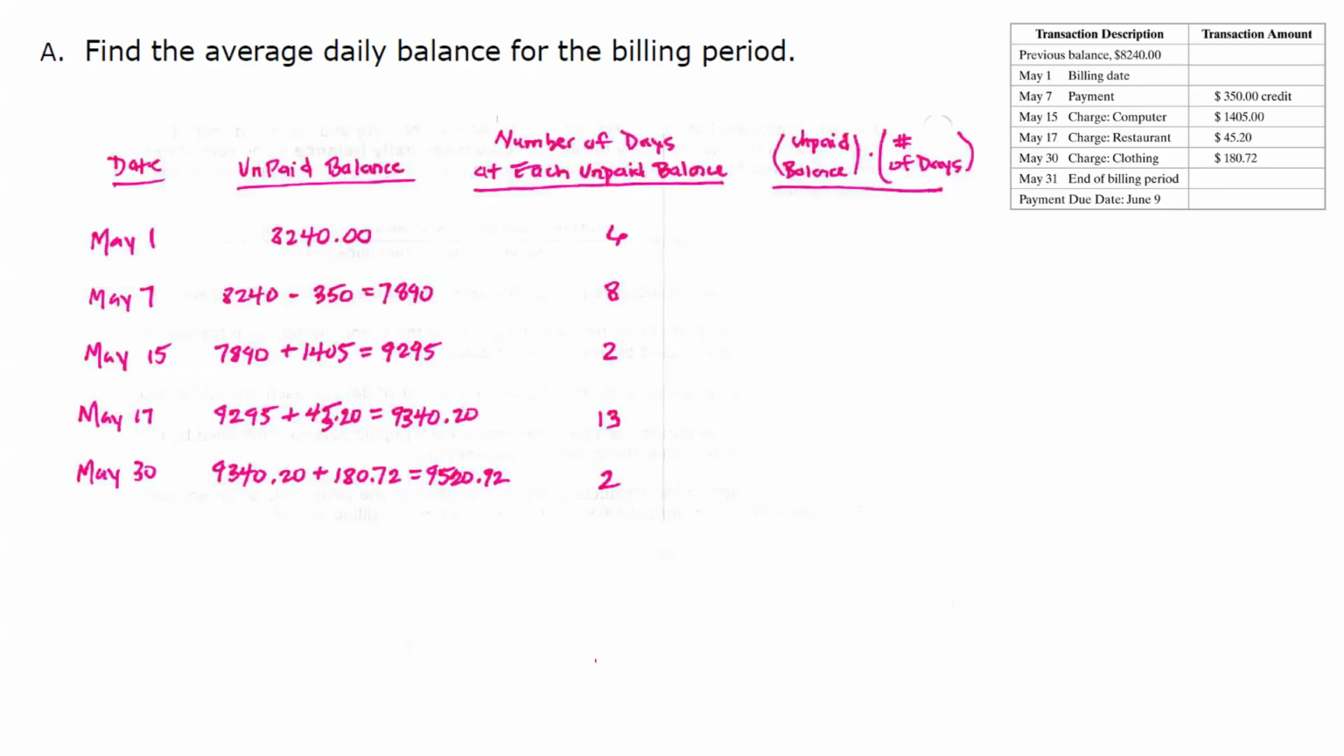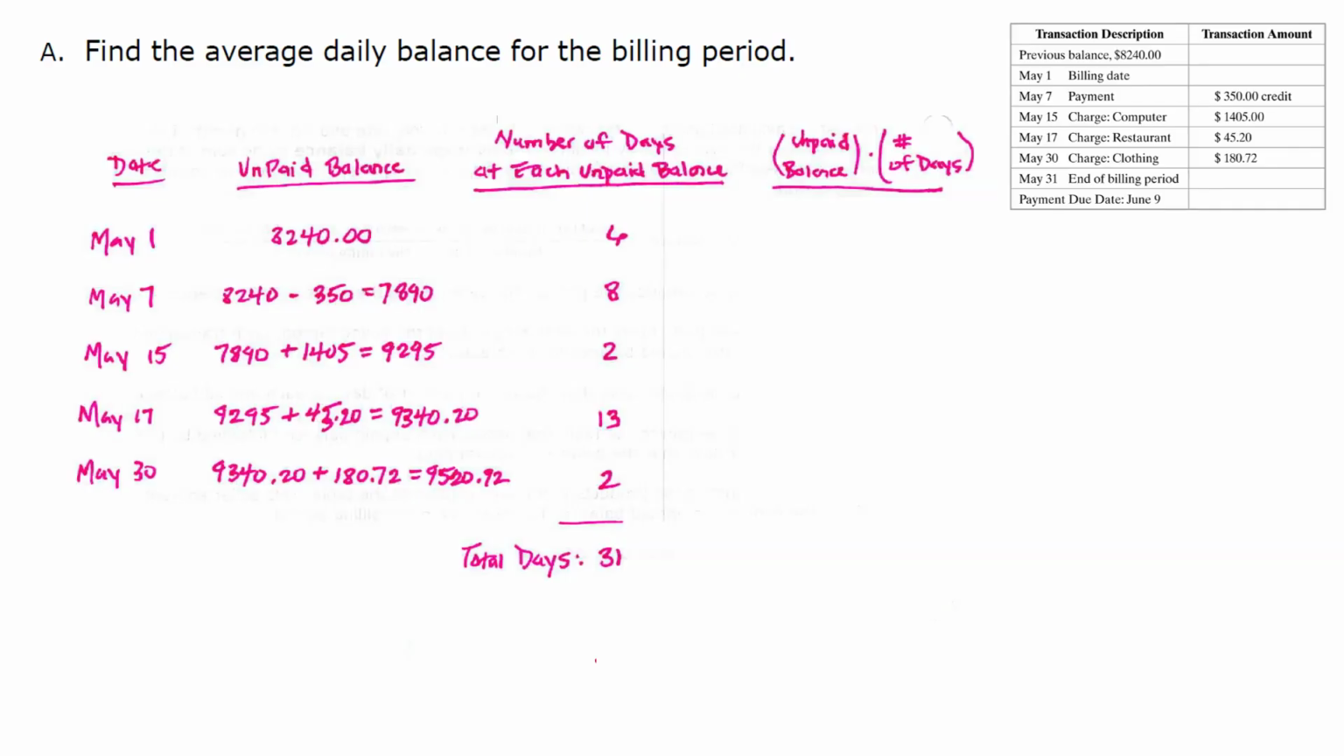$7,890. Then on May 17th was my next purchase, so 2 days passed, and then May 30th was my last purchase, 13 days passed, and then the end of the billing period is May 31st, so that would be 2 days later. So my total comes out to 31 days in this billing period, which is correct because there are 31 days in May.